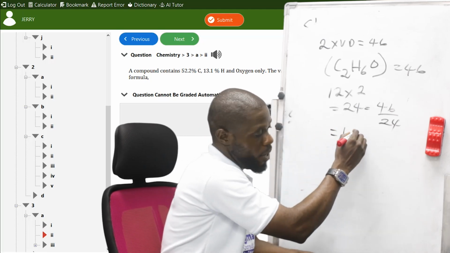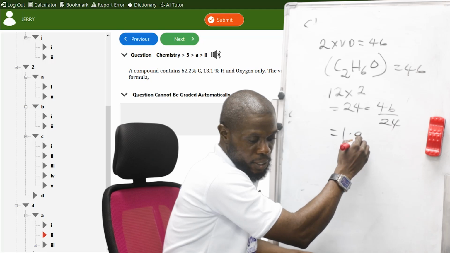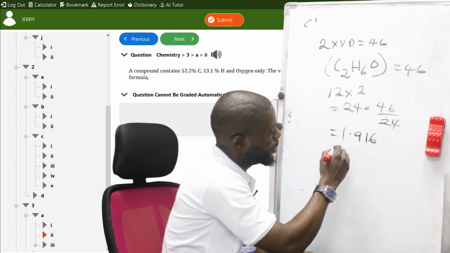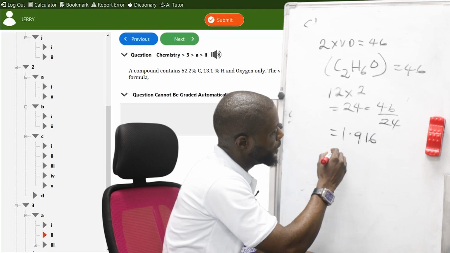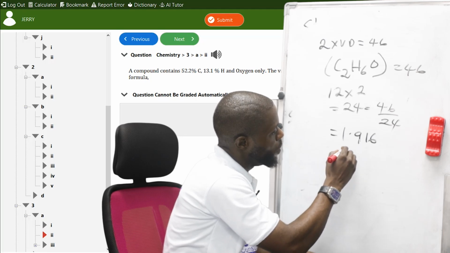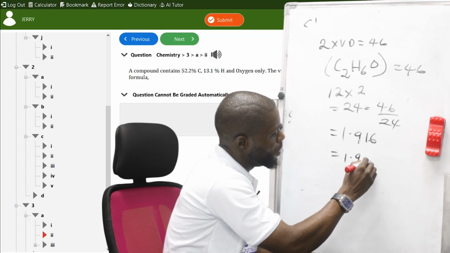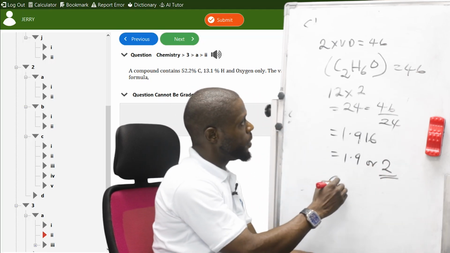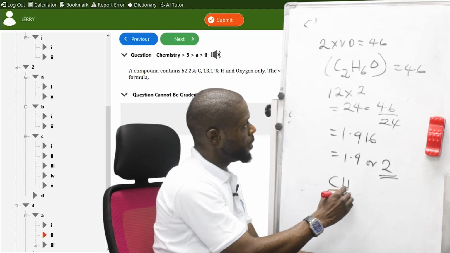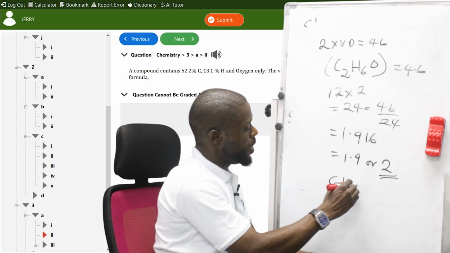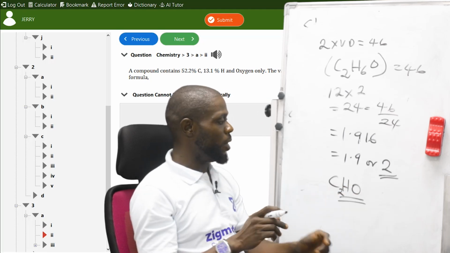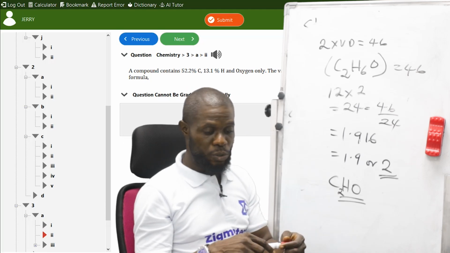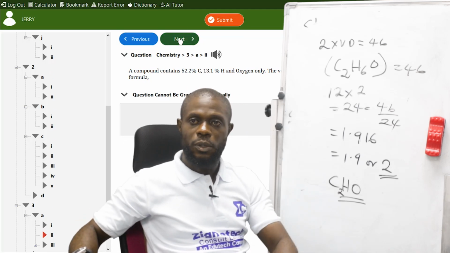It's equal to 1.916, which is equal to 1.9, or it can be approximated to what? 2. So the molecular formula will be C2HO. That's the molecular formula. Let's go to the next one.